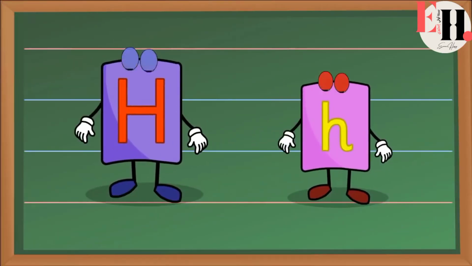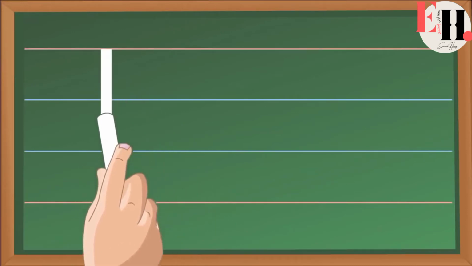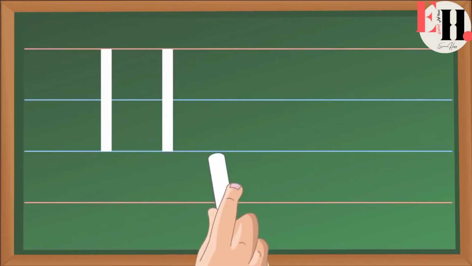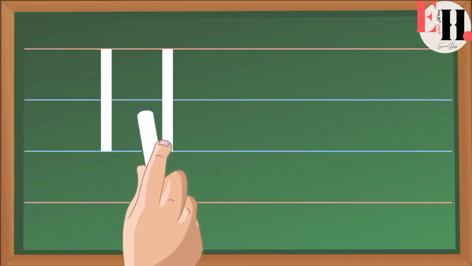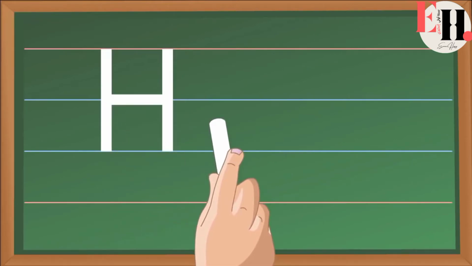H. Capital H. Starting from the top, draw two standing lines, one after the other, till the bottom. Then go to the middle and join the two lines with a sleeping line.